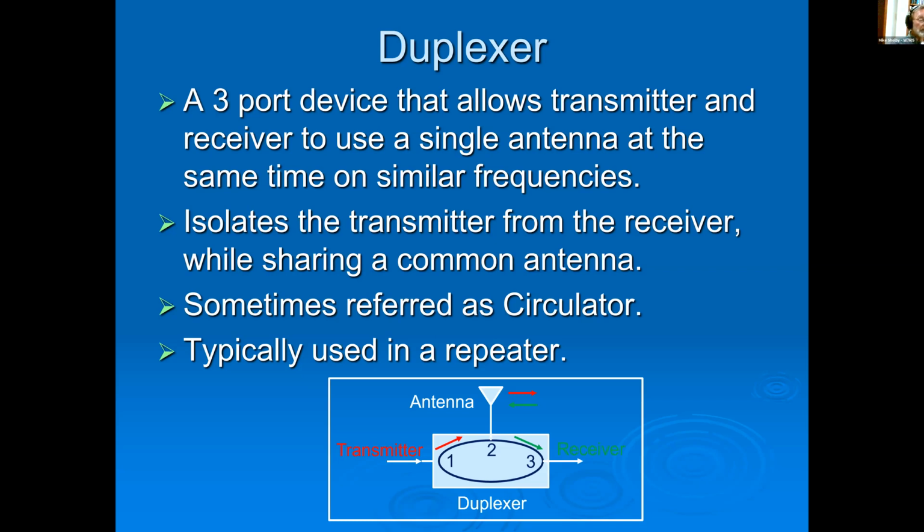It has a really high level of isolation to make sure that the transmitter does not interfere with the receiver. And remember, this guy is sharing a common antenna up there. It's not a separate antenna. And even if you had separate antennas, they would be so close, you would still have to have the same concept in there to keep those guys apart. So this guy is also sometimes referred to as a circulator, typically used in a repeater.